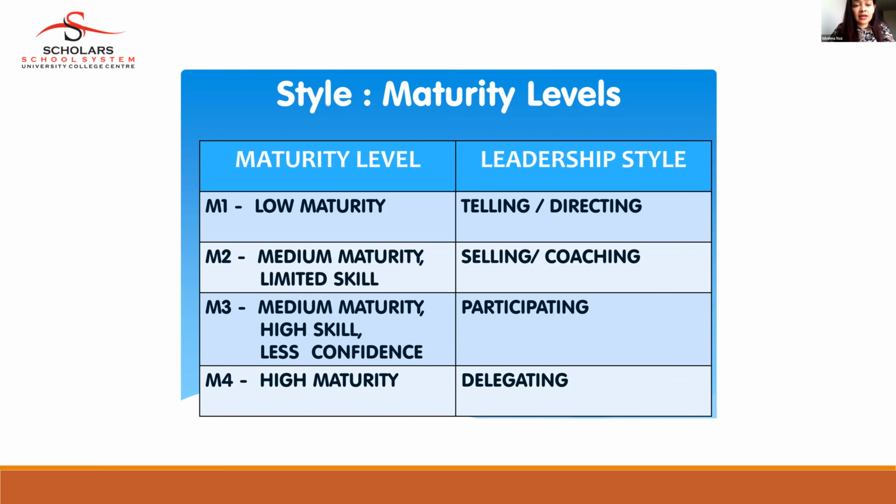M3 has medium maturity, high skill, but less confidence. This is where the leadership style needs to change to participating. The leaders should participate alongside their followers so that they can work together. And M4 is high maturity, where the followers know their tasks, so the leaders are just delegating the task to them. So you see that situational leaders adapt to the needs of the followers, depending on how much followers are able or unable to complete a task on their own, and leaders work based on that.